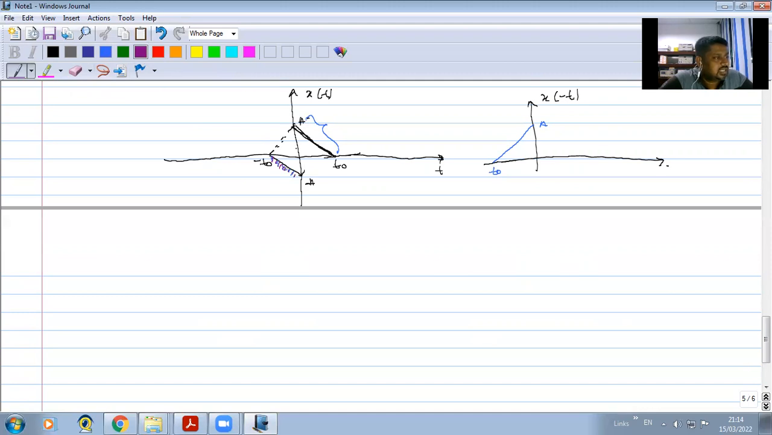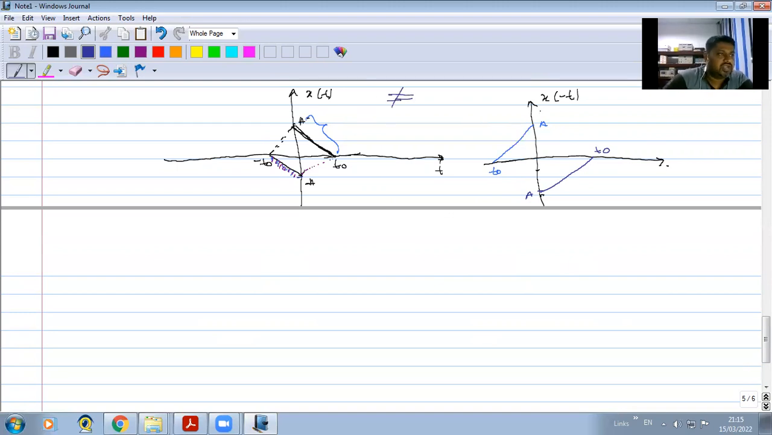So this is the mirror. The mirror image is somewhat like this. Starting from A, it goes like this up to T naught. So this is the mirror image, x(-t). You can see that x(t) is not equal to x(-t), no? x(t) is not equal to x(-t).